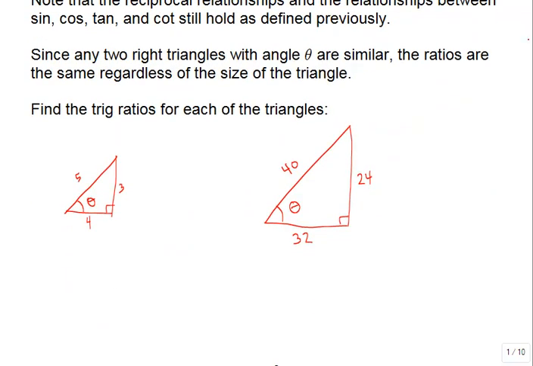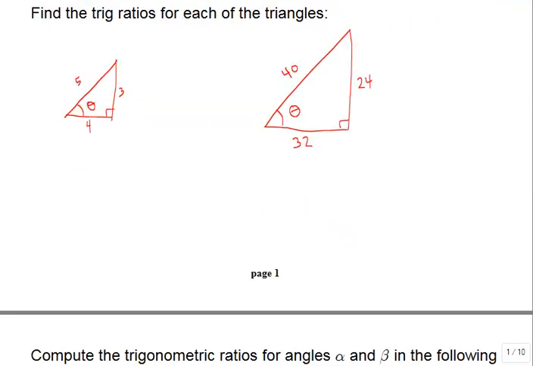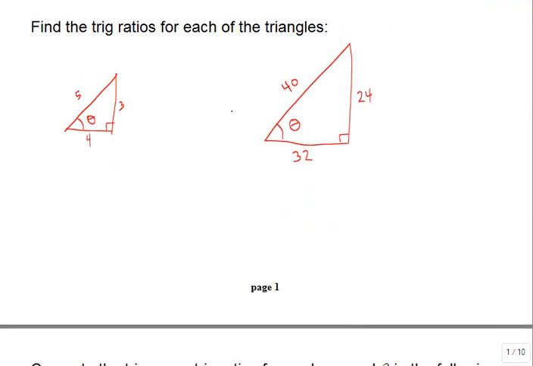Since any 2 right triangles with an acute angle theta are similar, the ratios are the same regardless of the size of the triangle. So for example, if we take 2 right triangles here, these are similar triangles. Similar triangles occur whenever you have 2 angles that are equal. Both of these have a right angle, and both of them share this angle theta. So that makes them similar.